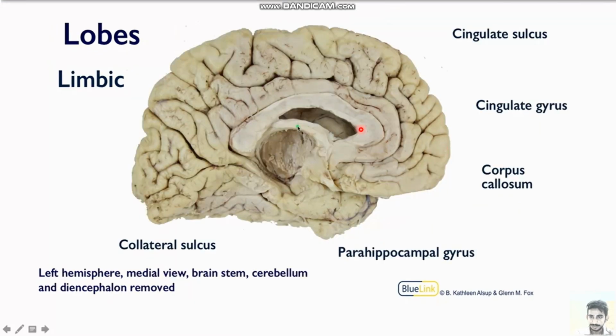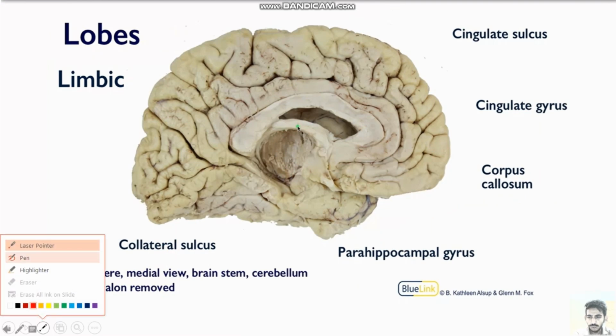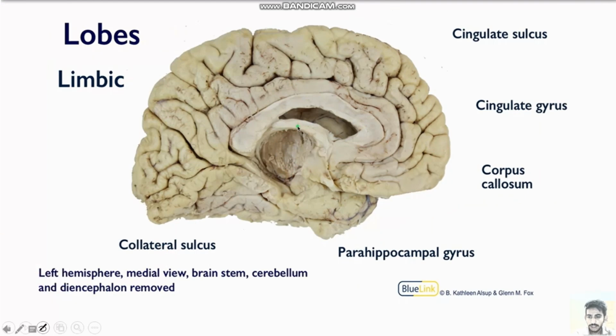So let's move on. Now you know there is another lobe which is more functional rather than structural, in the sense that it surrounds our frontal lobe, parietal lobe, occipital lobe, and temporal lobe. So let's look at the slide. What have we done here? We have removed our diencephalon. We have removed our cerebellum from here. We have also removed our brainstem from here. So what we can find here is this gyrus, the cingulate gyrus.